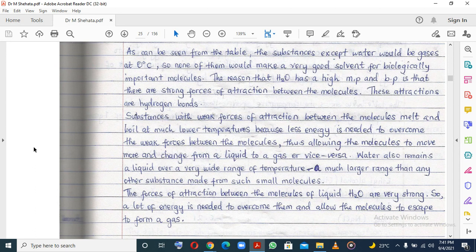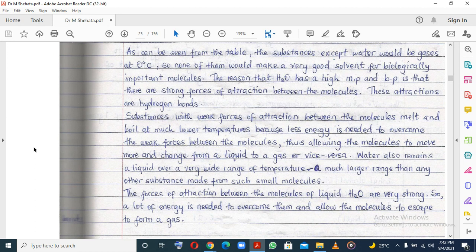So the reason why water has a high melting point and boiling point is, of course, as a result of strong forces of attraction between the water molecules, which are the hydrogen bonds. So remember, all these special properties that water has are because of the hydrogen bonds. Okay. So these are very, very important.